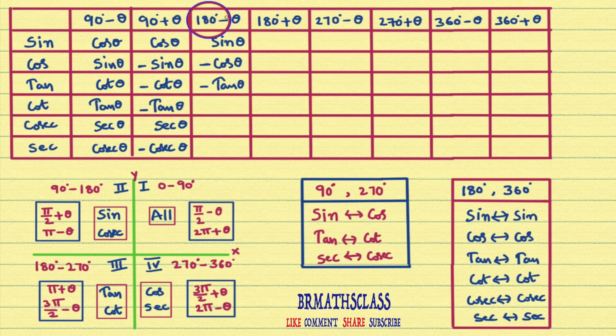Now cot(180 degrees - theta). As 180 degrees is there, cot remains the same. This is cot theta. 180 degrees minus theta lies in the second quadrant. In the second quadrant, cot is negative.